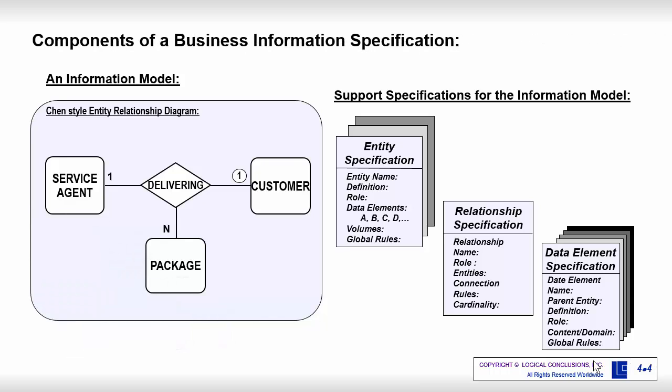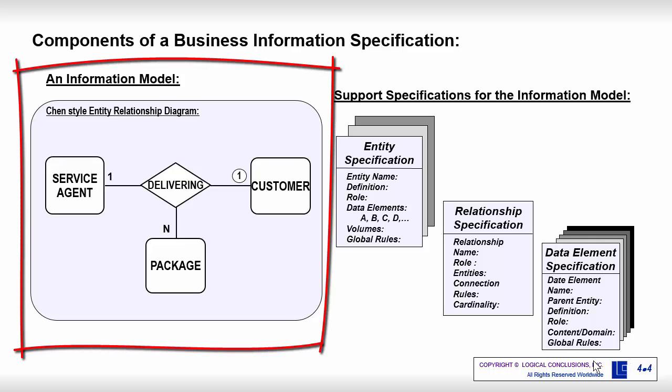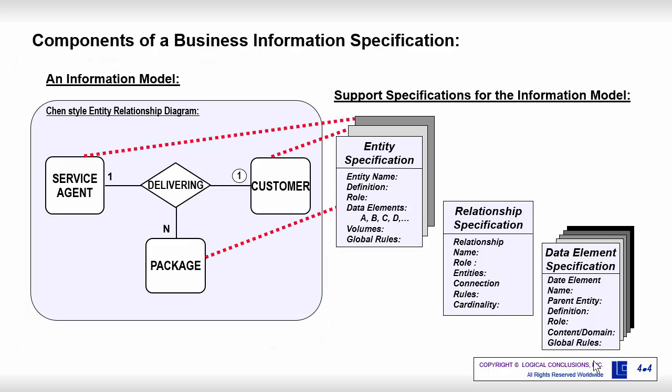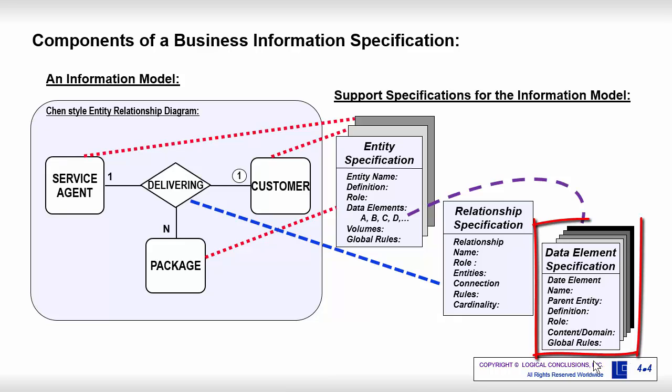The deliverable from information analysis is a Business Information Specification, the components of which are an information model, such as a partial entity relationship diagram shown from our previous example, and a set of support specifications for entities depicted on the information model and relationships depicted on the information model, and data elements describing the content of each entity. Again, for the benefit of those folks who've taken my business process analysis tutorials, the data elements will be the same as the ones in the data flows in and out of stores on the business process model.